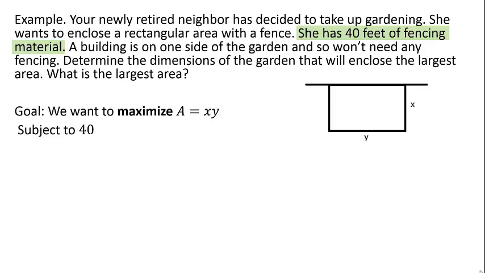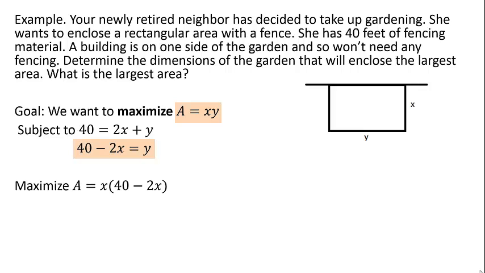What is the equation of how much fencing we need? We need to build 2 sides of length x and 1 side of length y. So 40 equals 2x plus y. We can solve for y and see that y equals 40 minus 2x. Let's plug this in for y in our area equation. So we want to maximize A equals x times (40 minus 2x), or 40x minus 2x squared.